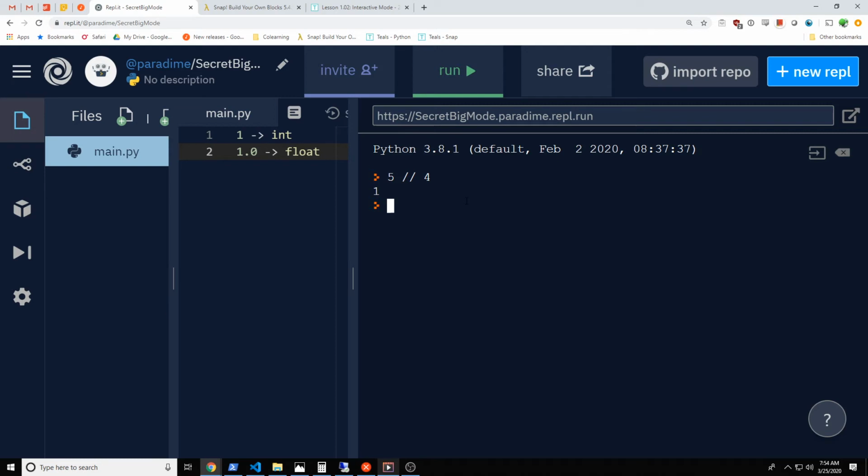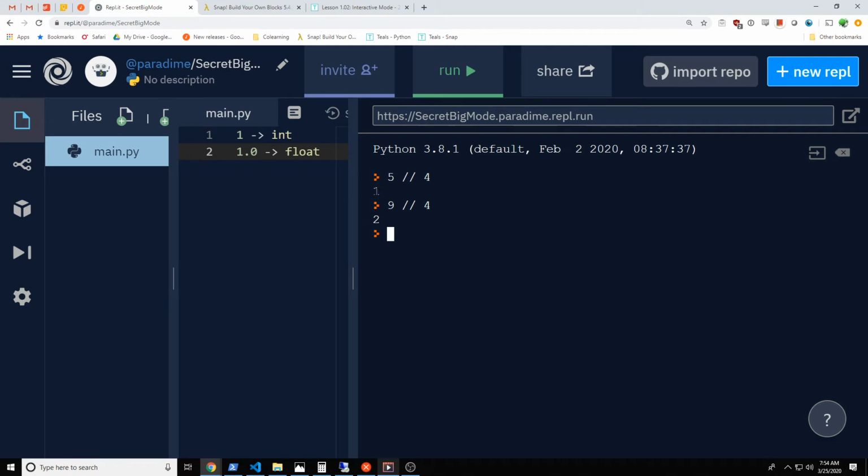Okay, I'm going to try again, but with something different. So I'm going to do 9 double divide by 4. Okay, this one gives us 2. Interesting. So it's not the number left over.